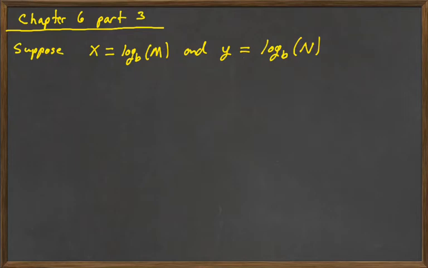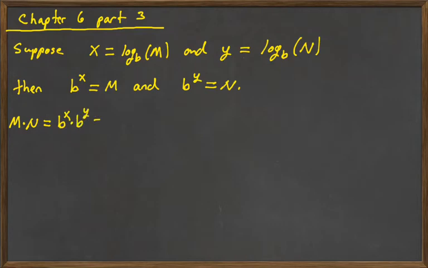So we're going to go through kind of a brief derivation of these rules. So let's suppose that x is equal to log base b of m and y is equal to log base b of n. And so we're going to go ahead and rewrite that. So b to the x is equal to m, and b to the y is equal to n. So if we multiply our m and n together, we get b to the x times b to the y. Multiply like bases, we're going to add those exponents, b to the x plus y. So we have m times n is equal to b to the x plus y.